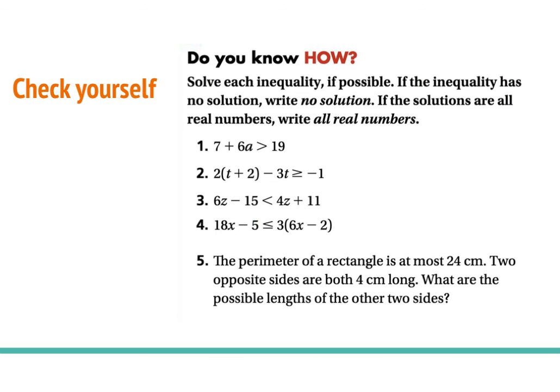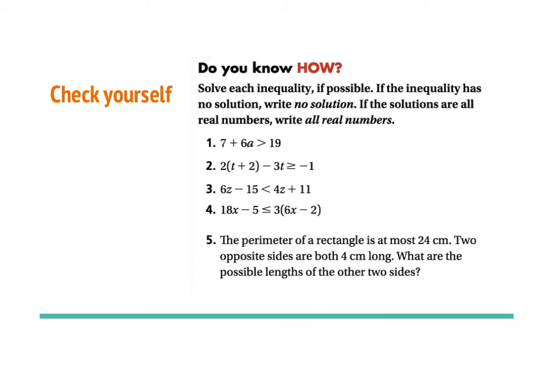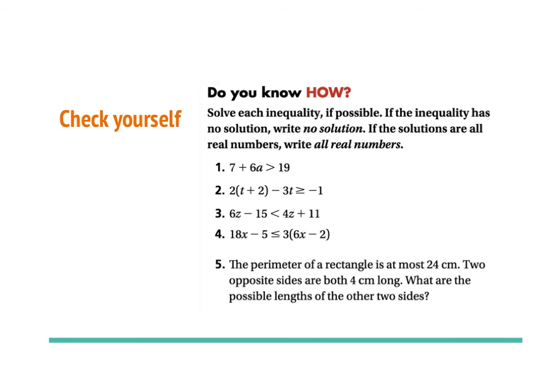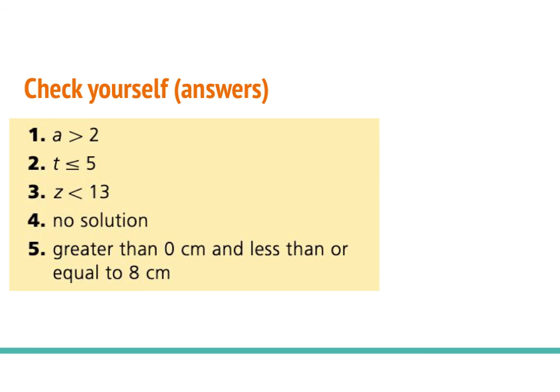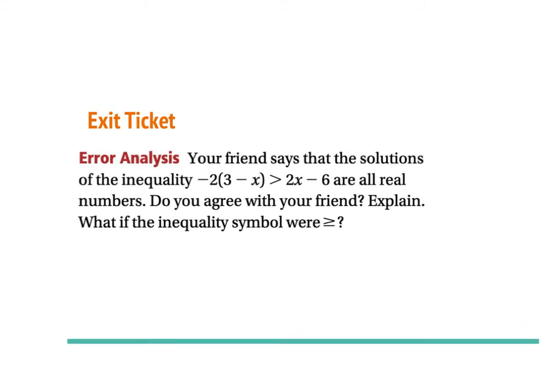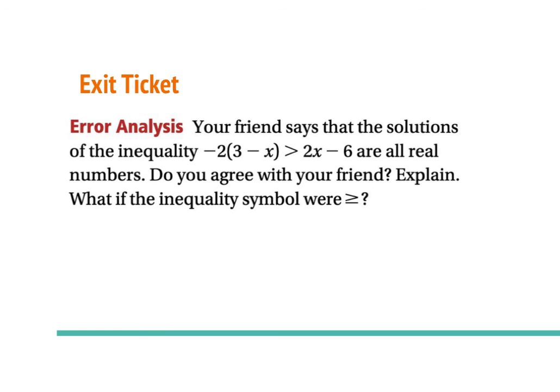Okay. All right, we've got the check yourself before you wreck yourself, okay? The answers are on the next page. Go ahead and try those out, see if you can get them, and your exit ticket. So your friend says that the solutions of the inequality negative 2 times 3 minus x is greater than 2x minus 6 are all real numbers. Do you agree with your friend? Explain. What if the inequality symbol were greater than or equal to?